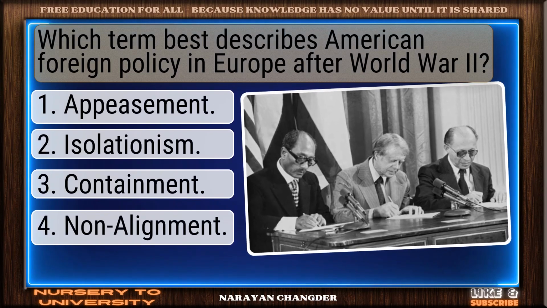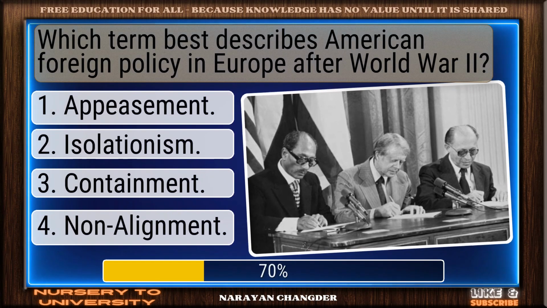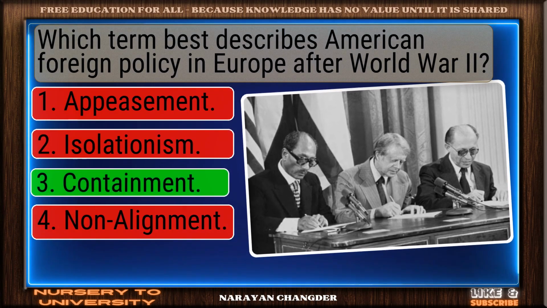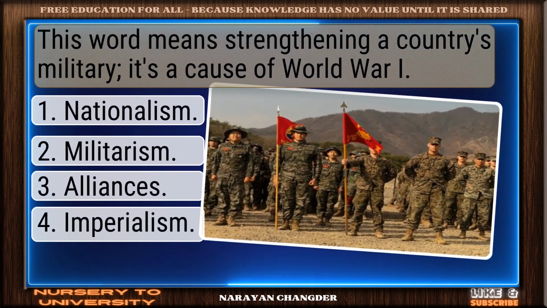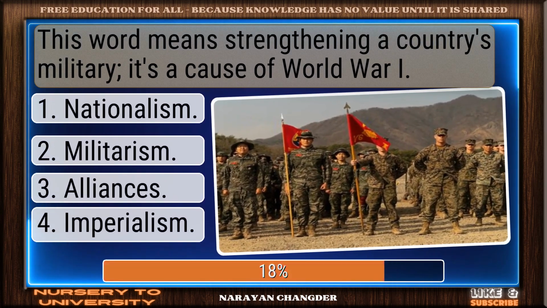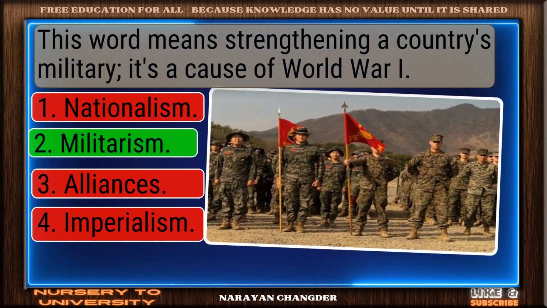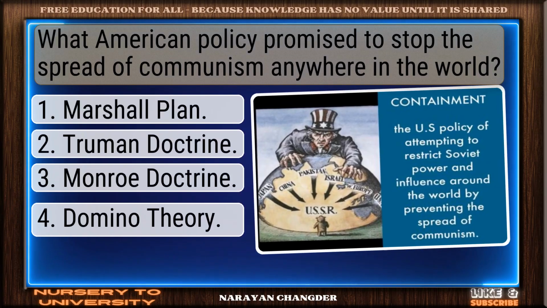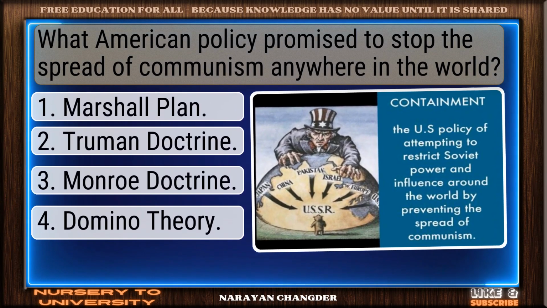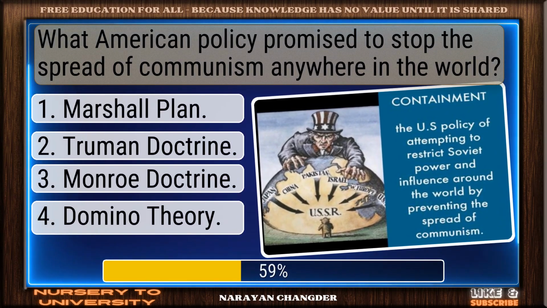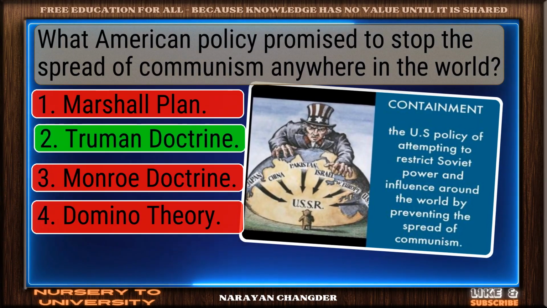Which term best describes American foreign policy in Europe after World War I? Nice work. Containment fits perfectly. This word means strengthening a country's military. It's a cause of World War I. Great job. Militarism is accurate. What American policy promised to stop the spread of communism anywhere in the world? Correct response. Truman Doctrine is accurate.